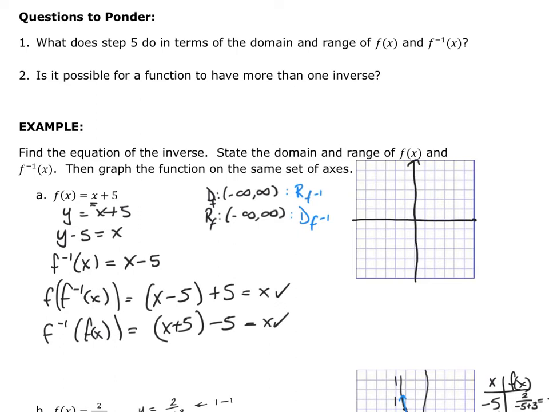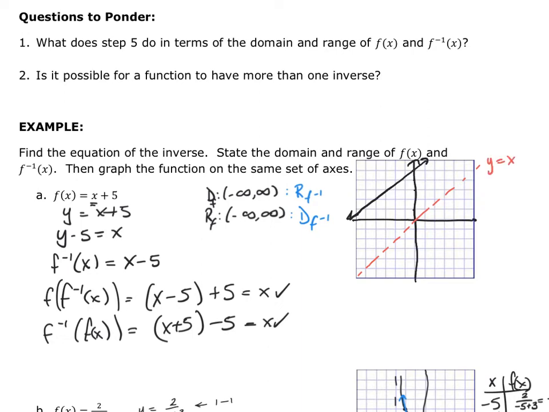So my original function is a line with a y-intercept at positive 5. 2, 3, 4, 5. So it looks like this with a slope of 1. So there's my original function. Now, my inverse is going to be reflected over this line y equals x.